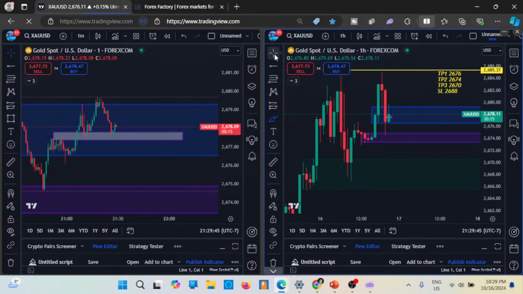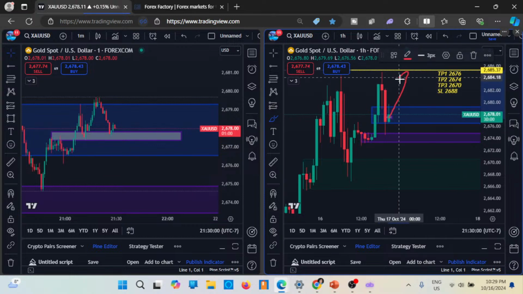So what you want to do for gold right now, look for sells around 2682, number one. If the price approaches it, wait for the 1 hour candle to close bearish. Don't enter sell right away. When the price comes back here and you see a 1 hour bearish candlestick, then you go ahead and sell.